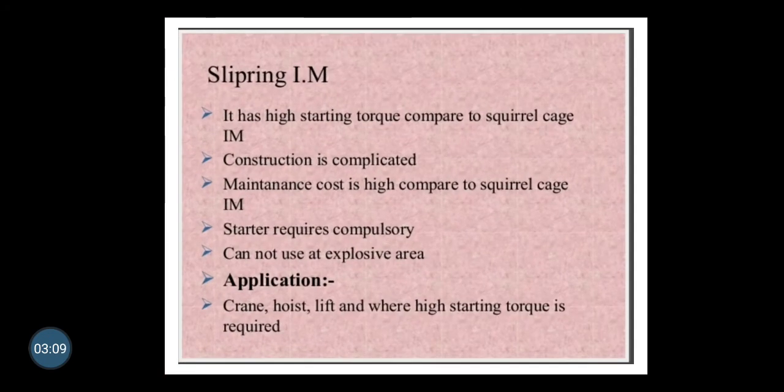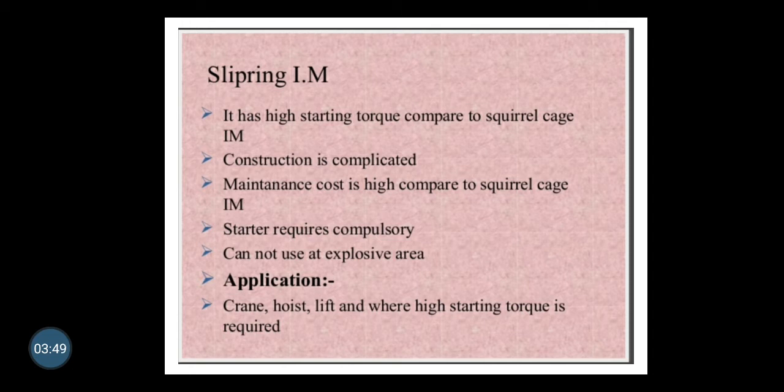Now the slip ring induction motor. As the name tells us, this type of induction motor has slip rings on the shaft. That's why this type of induction motor is known as a slip ring induction motor. This type of induction motor has high starting torque as compared to the squirrel cage induction motor. The construction of this type of induction motor is complicated. The maintenance cost of this type of induction motor is high as compared to the squirrel cage induction motor.